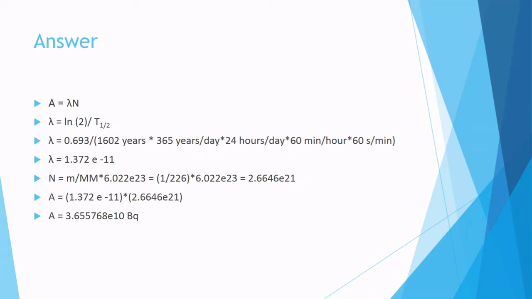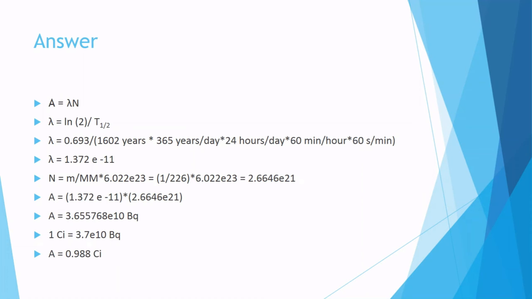The activity of the 1 gram sample is equal to around 3.66 times 10 to the power 10 becquerels. 1 becquerel is equal to 1 decay per second. Next, we are going to convert to curies. 1 curie is equal to 3.7 times 10 to the 10 becquerels. After converting, we see that the activity is equal to 0.988 curies.